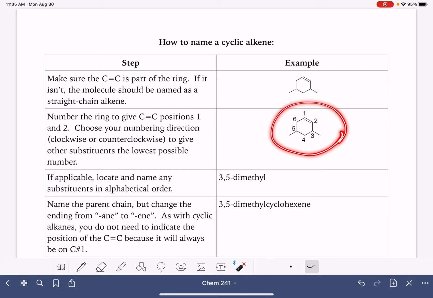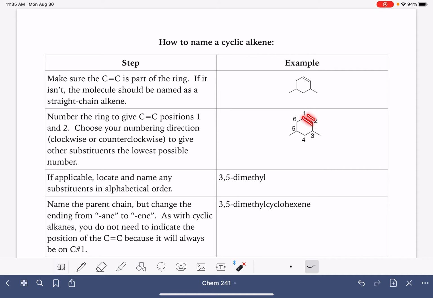We are going to number the ring to give the carbon-carbon double bond position number 1 and 2. So just like with other examples with cyclics, we get to choose which carbon in the ring is going to be carbon number 1. We want one of the 2 carbon atoms of the double bond to be our carbon number 1 and the other one to be carbon number 2. So technically we're trying to decide, should we number it this way or the other way? But either way, those 2 carbon atoms need to be 1 and 2.